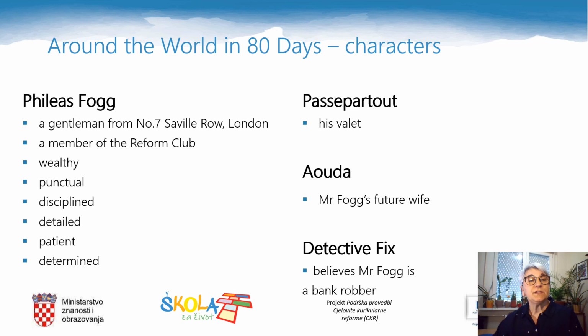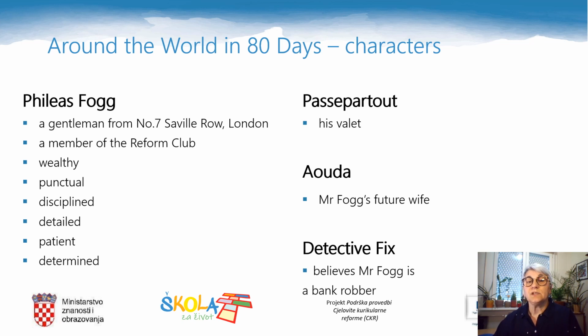The characters in the book are Phileas Fogg. He is the main character. He is a gentleman from London, a member of the Reform Club. And he is a gentleman who is wealthy, rich, punctual, disciplined, detailed, patient, and determined. And we'll see that by the end of the book, he has won the bet.